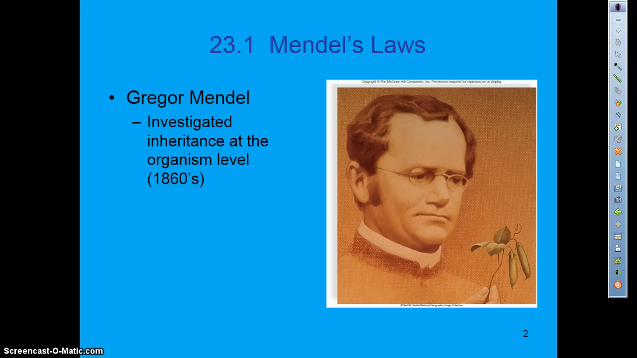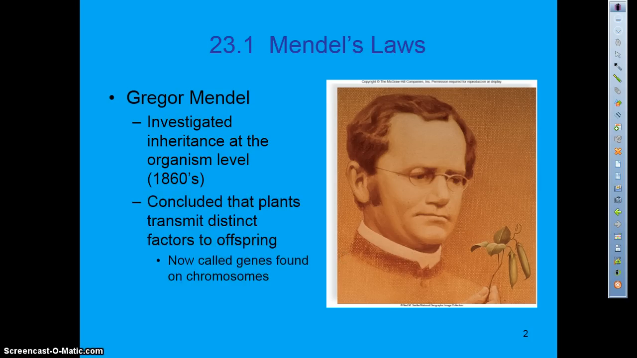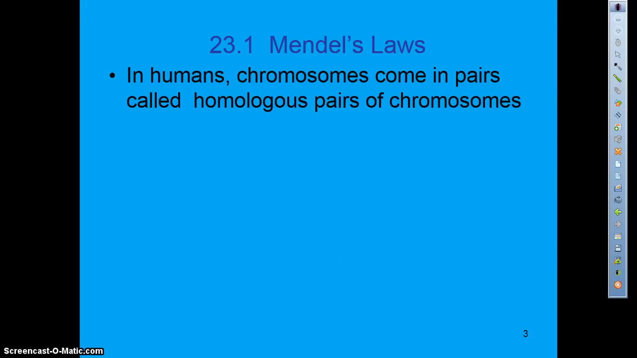So he investigated the inheritance at the organism's level. He did this in the 1860s, so this is a process that happened quite a while back. He concluded that plants transmit distinct factors to offspring. We now call these factors genes, and they're found on what we know as chromosomes.